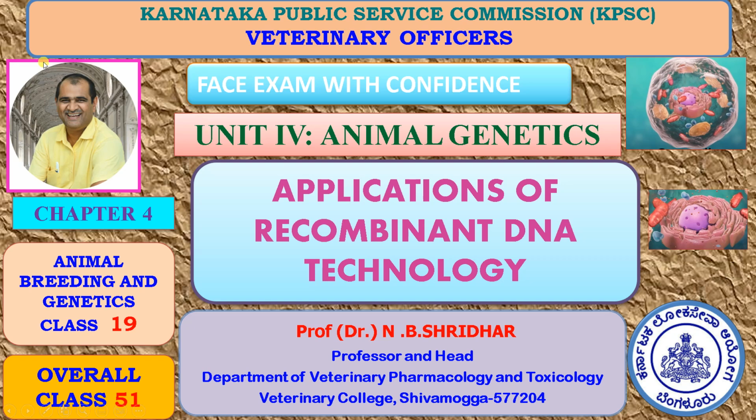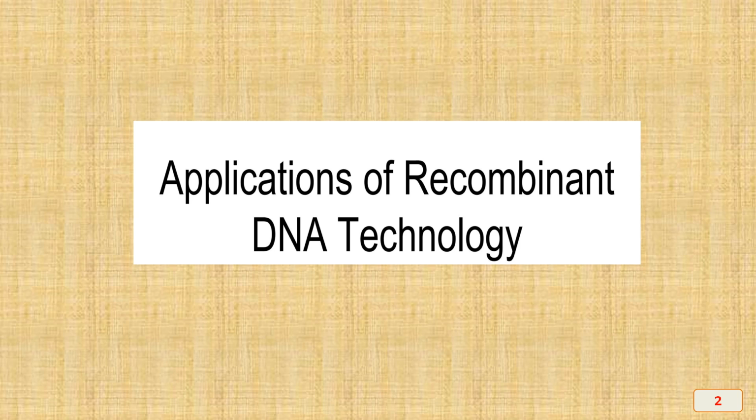Today we will learn something about the application of recombinant technology, especially as far as animal genetics and breeding is concerned. So this chapter is very important as it is one of the emerging topics. The applications of recombinant DNA technology are in different fields, including animal breeding and also vaccine production and many more fields.